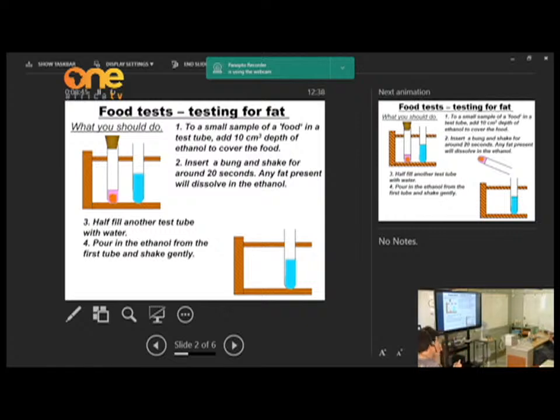Okay, if we really want to make sure that we see something, if we want to see a difference, we always use a white tile. A white tile at the back, if we want to see the difference. Okay, right.